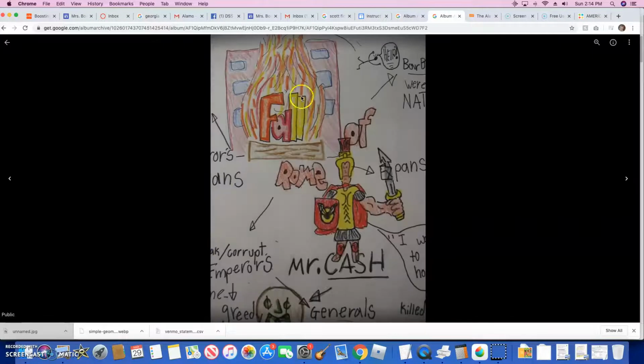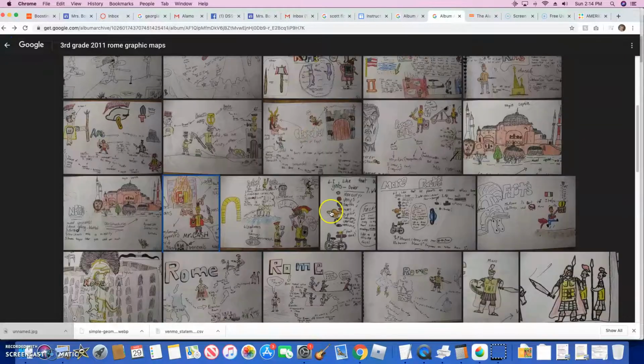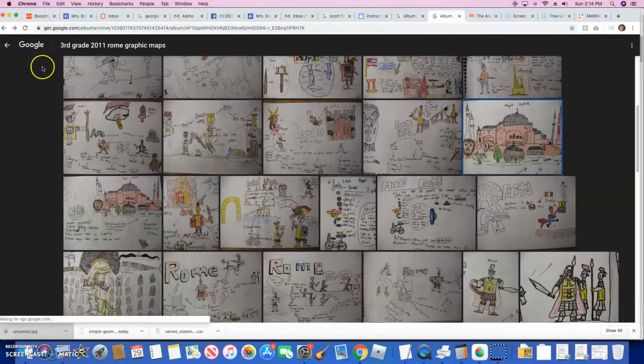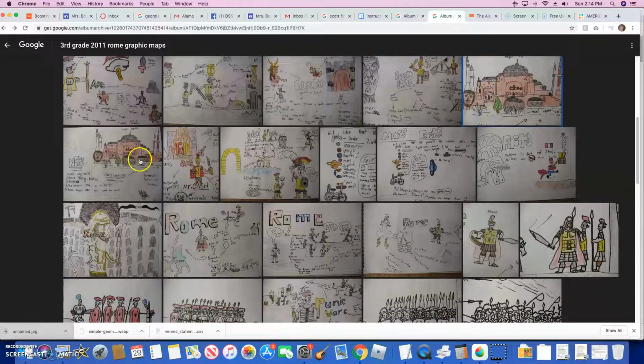This one right here, you've got it falling, Rome with their warrior suits. This one was good. It's got Hagia Sophia, and then they talked about what made it happen. So they moved the capital and different things that led up to the fight. So what led up to the battle at the Alamo?